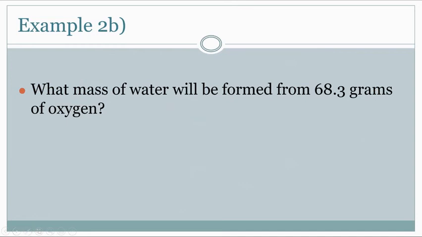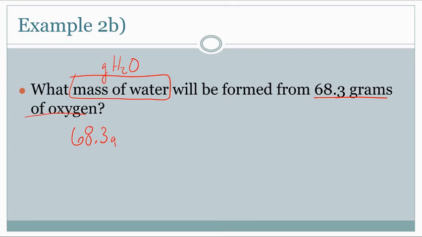What mass of water will be formed from 68.3 grams of oxygen? Okay, so I'm looking for mass of water. So I'm going to grams of H2O, and I'm going from grams of oxygen. So 68.3 grams of oxygen. Okay, now I'm going to set this problem up a little bit differently.